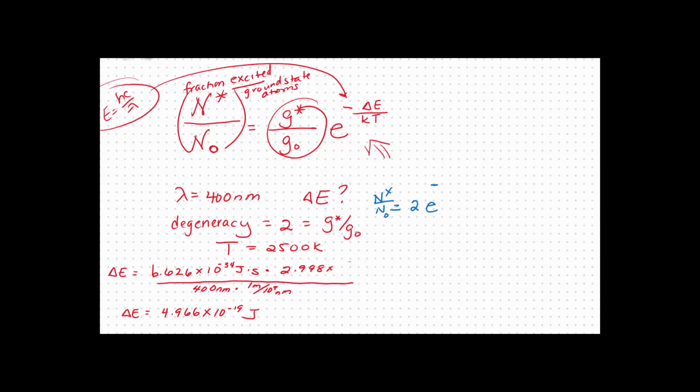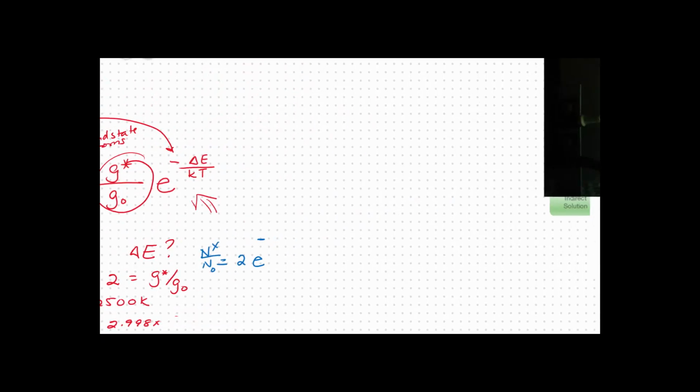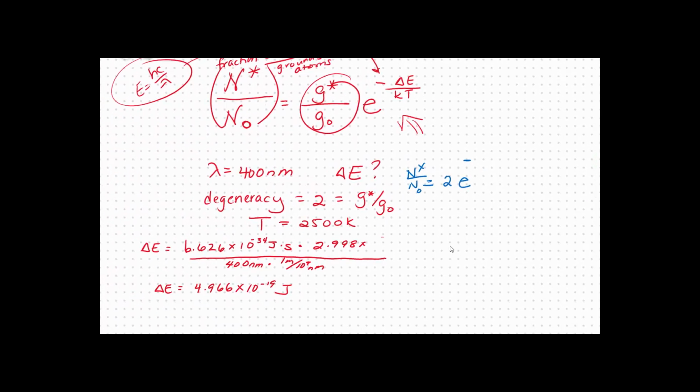The energy we just calculated, 4.966 times 10 to the negative 19 joules, I'm going to divide that by the product of the Boltzmann constant, 1.381 times 10 to the negative 23rd, and that's joules per Kelvin.